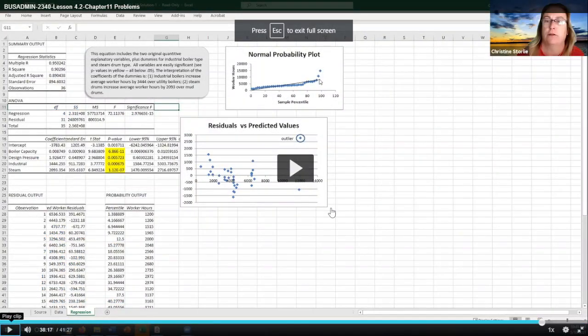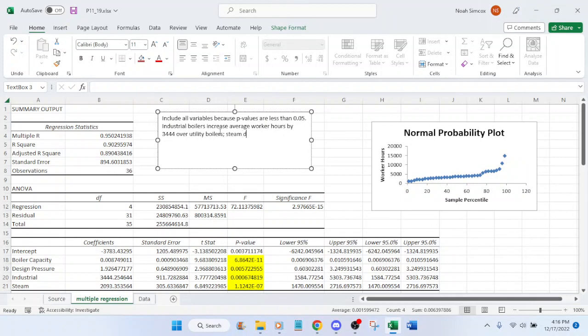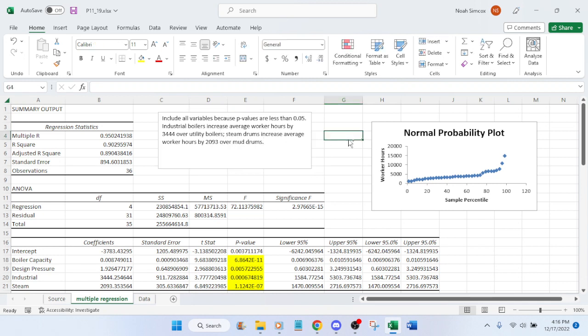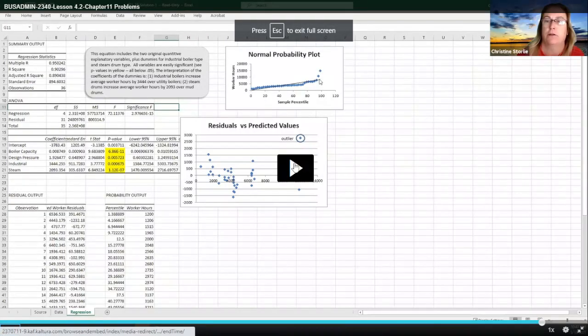Steam drums increase average worker hours by 2,093 over mud drums. There, that's all I need. That's the entirety of what I need.